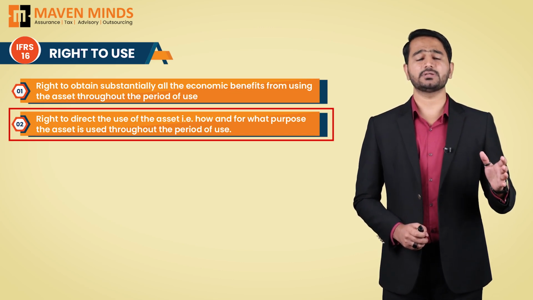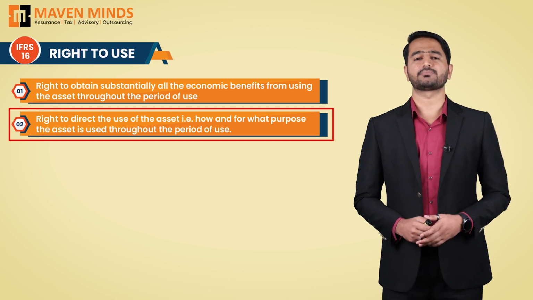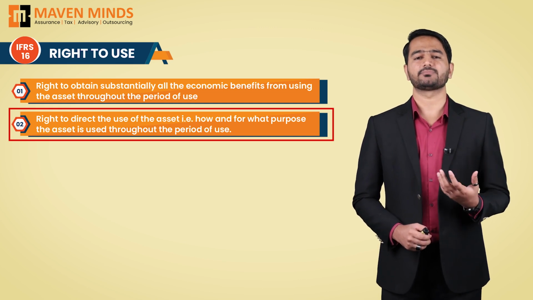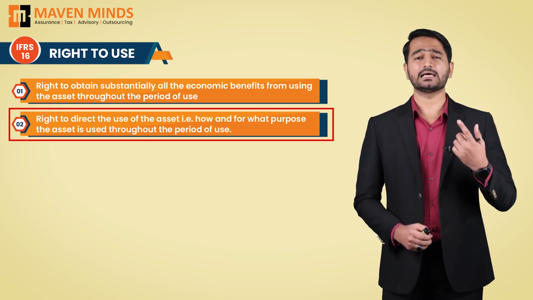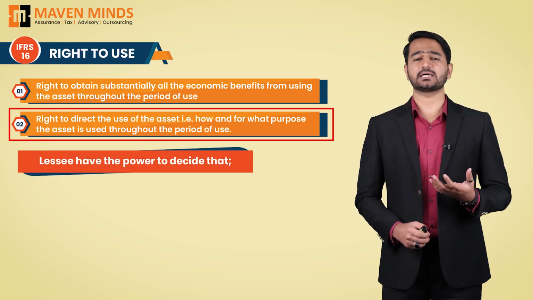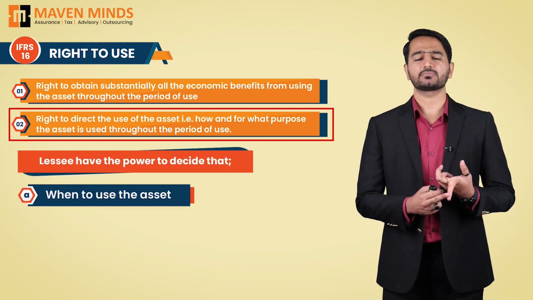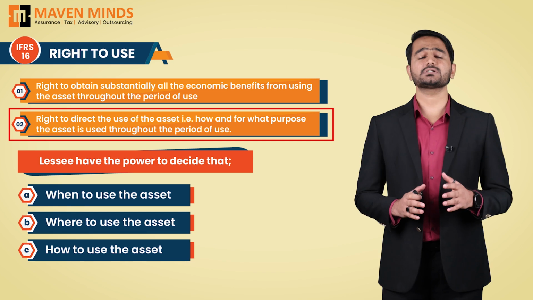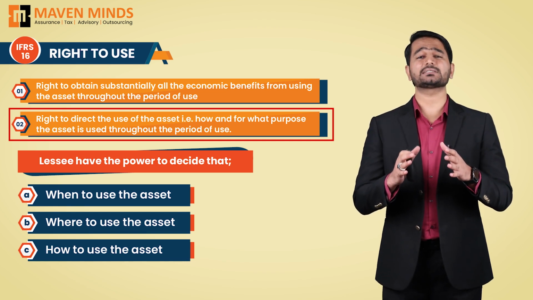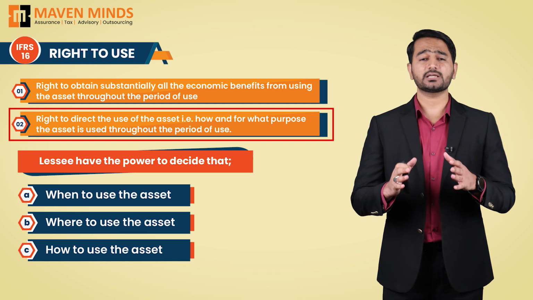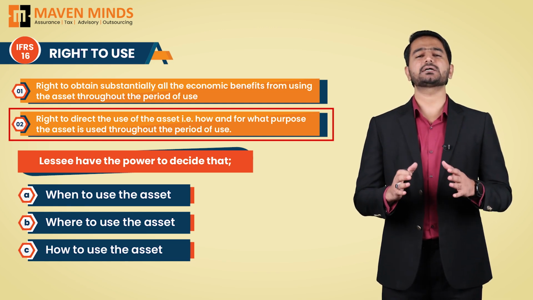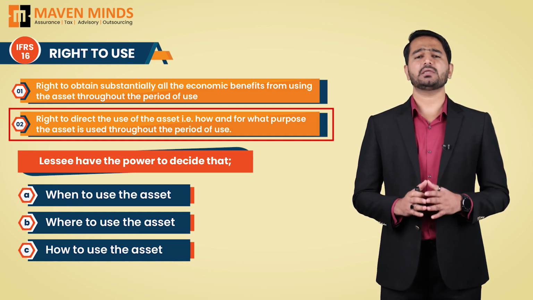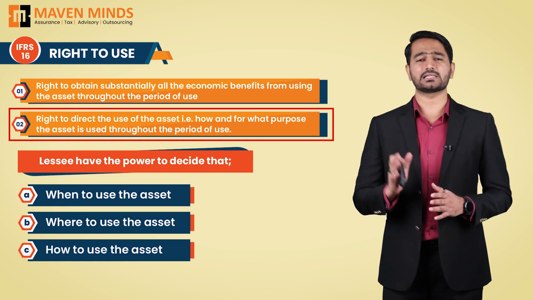And the second right is the right to direct the use of the asset. Now, this is the second part of the right to use and a very important one. When we say direct the use of the asset, what does that mean? It means you, the lessee, have the power to decide when to use the asset, where to use the asset, and how to use the asset. In other words, you are in charge of how that asset is operated. If you can control these decisions, you meet the criteria for having the right to direct the use of the asset.